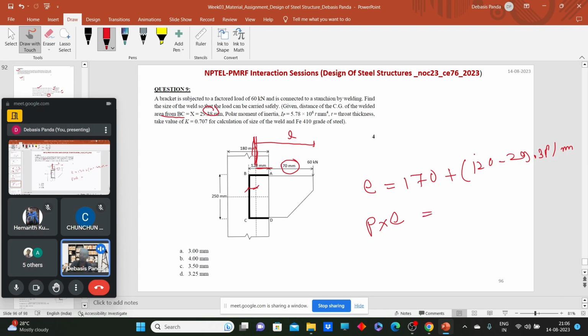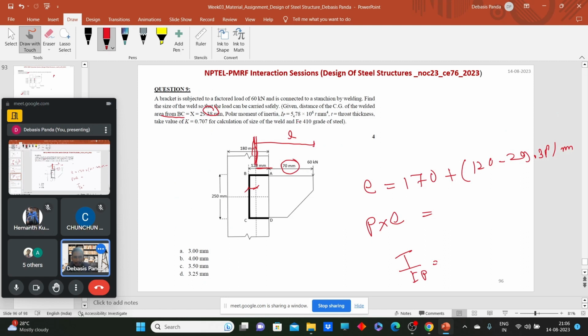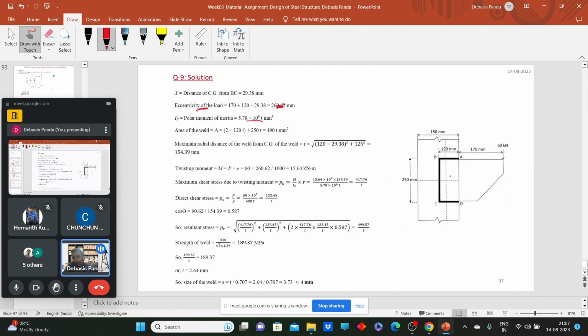Now with respect to the twisting moment, we need to calculate how much shear stress will develop. How can we calculate this? We can calculate it by T by IP is equal to Q by R. On the next slide, we have added this. X is the distance. So what will be the eccentricity? It's 260 mm. What is the polar moment of inertia? The polar moment of inertia is given in your question. It's 5.78 into 10 to the power 6. Now what is the area of weld? So we know my CG is here.